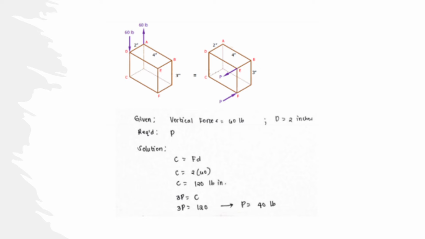First, get the moment C. So force times distance, which is equal to 2 times 60, and then we get the value of 120 pound-inches. And since the force acting up through D is perpendicular to E, we will use the moment C in getting the force P. So 3P is equal to C, where 3 stands for 3 inches. So we get the value of P, which is 40 pounds.